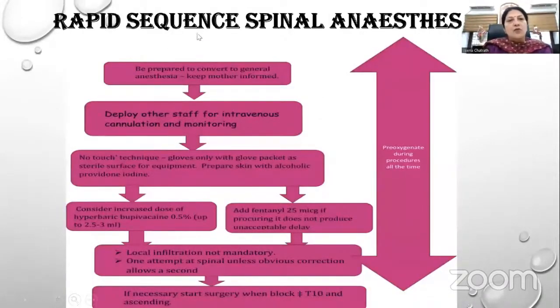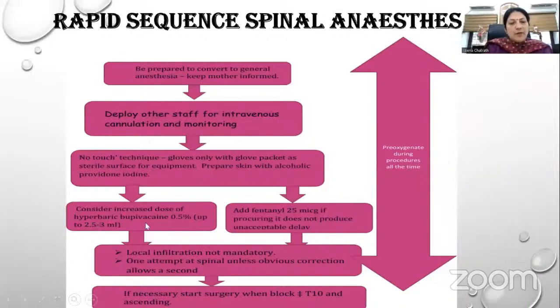This is the flow chart of how to proceed for rapid sequence spinal anesthesia. We have to pre-oxygenate the parturient during the procedures all the time. We have to be prepared to convert to general anesthesia, and deploy other staff for intravenous cannulation and monitoring. No touch technique is to be followed: gloves only, with the glove packet as sterile surface for equipment. Prepare skin with alcoholic povidone iodine. Only one coat is sufficient.